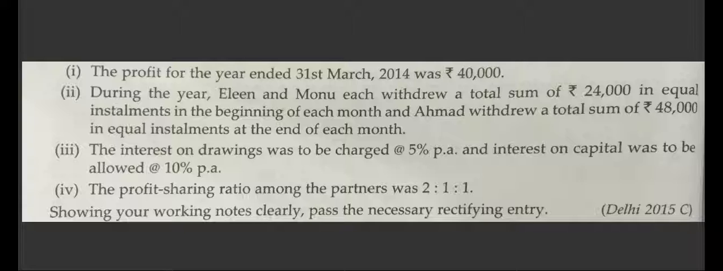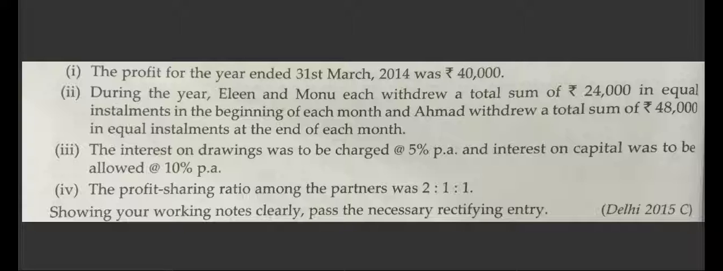During the year, Eileen and Monu each withdrew a total sum of 24,000 in equal installments in the beginning of each month. And Ahmed withdrew a total sum of 48,000 in equal installments at the end of each month. The interest on drawings was to be charged at the rate of 5% and interest on capital to be allowed at the rate of 10%. The profit sharing ratio is 2:1:1.